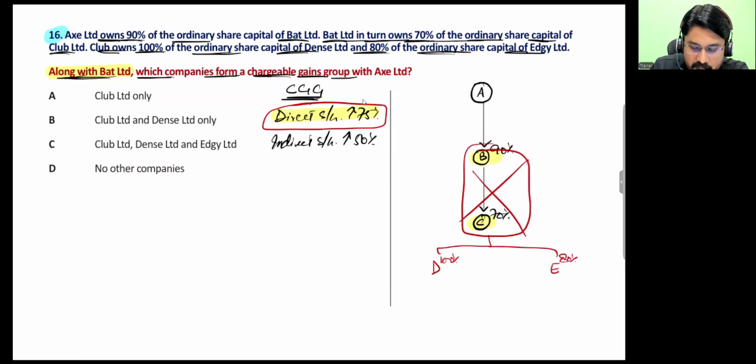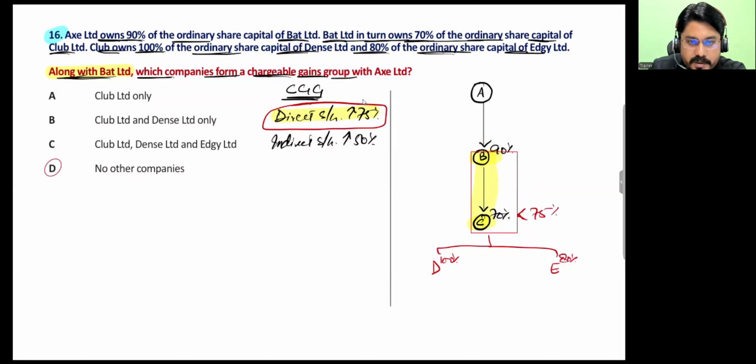If the direct shareholding condition between B and C is missed out, then we will not check the indirect shareholding, right? So we can say that no other companies will be in the capital gain group because the direct shareholding condition is missed out between company B and company C, because company B owns company C and this shareholding is 70%, less than 75%. So if the direct shareholding condition is not met, we will not move on to further check the indirect shareholding.